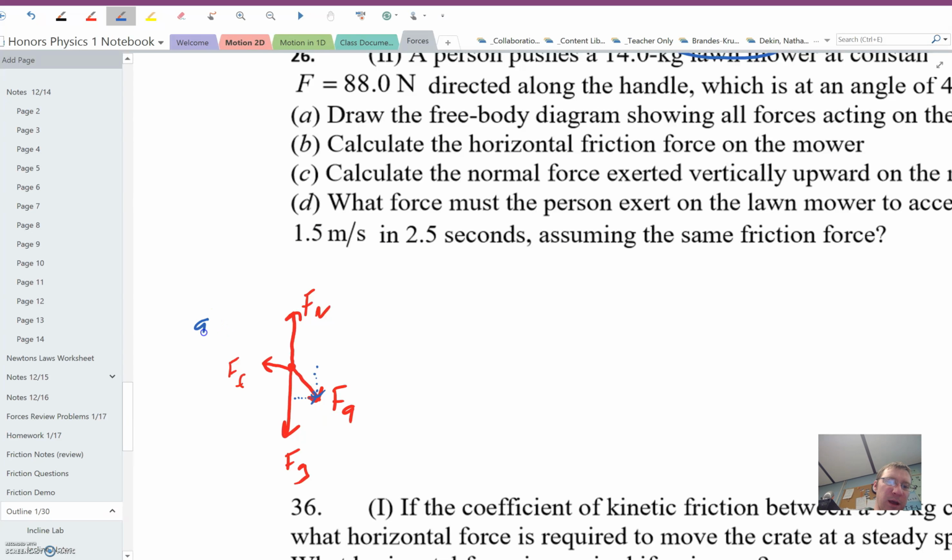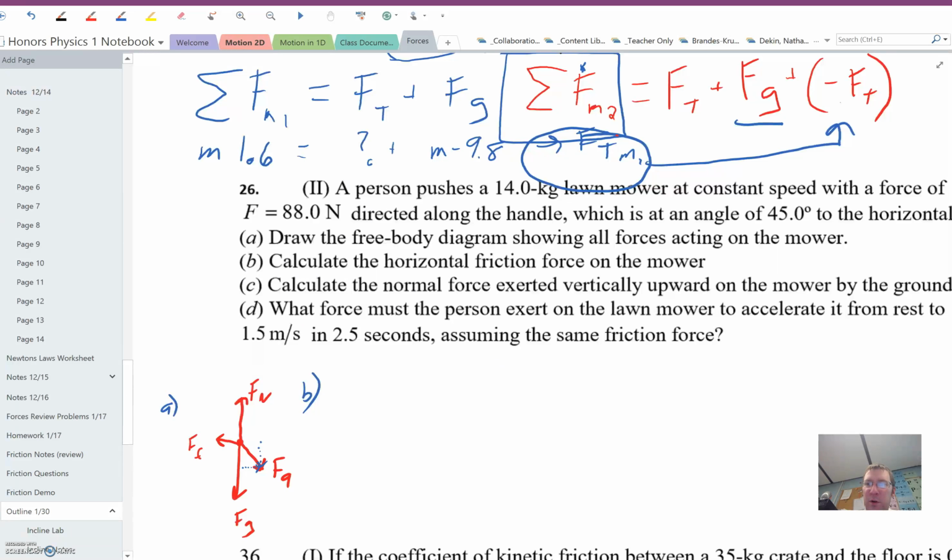If I want to work out my horizontal friction force, I need to figure out a couple things. The first and most important piece is this right here. You should know constant speed means no acceleration. That also means if acceleration is 0, mass times acceleration is also 0. So net force, and I'll just write up the sum of our forces in the x direction.